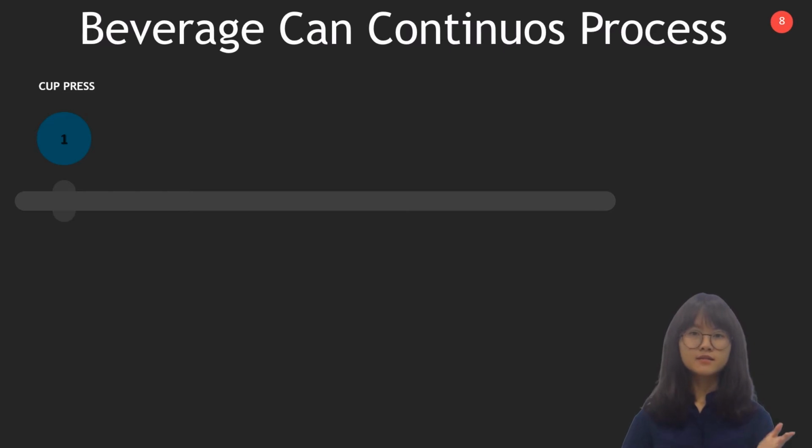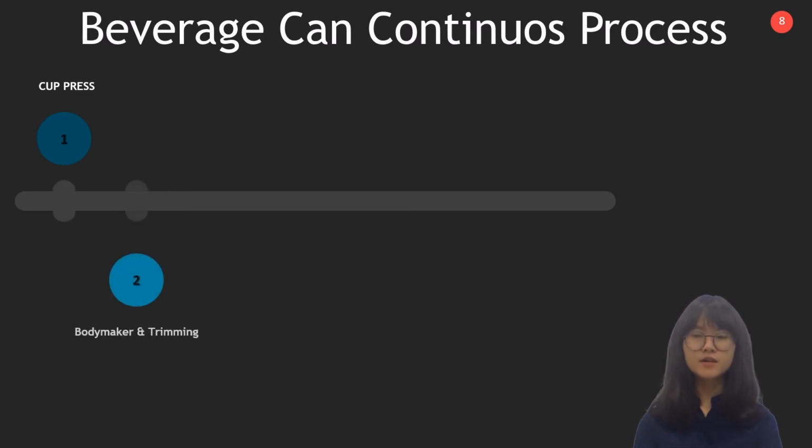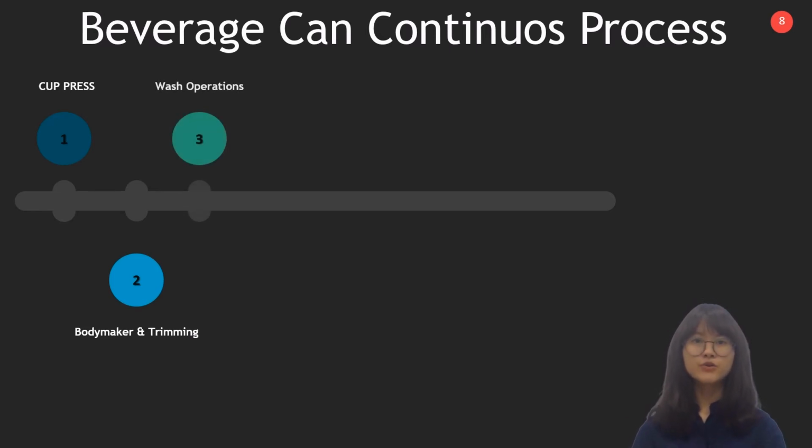After that, the tuna cans are sent to the body maker, which we can call the draw and iron. In the body maker, the cans are stretched to the length we want them to be. And the can is conveyed to the trimmer. The trimmer cuts the can down to the standard height.